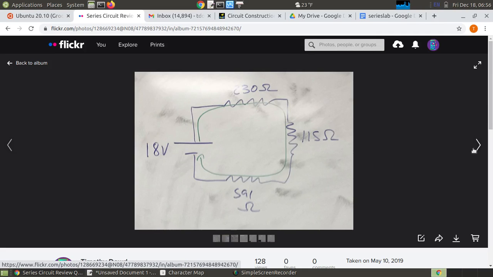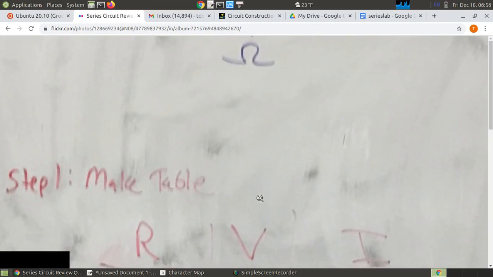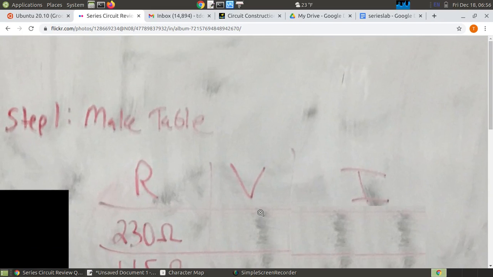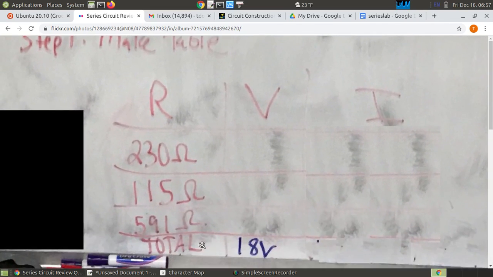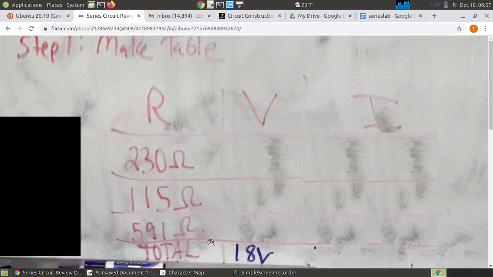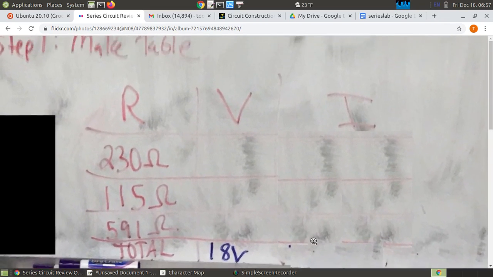I think the biggest thing in dealing with circuits is being organized. I like to make a little table. And typically we're interested in the potential difference across each resistor and the current through it. So I list each resistor, I write a row for the total, and then I have a column for potential difference and current.